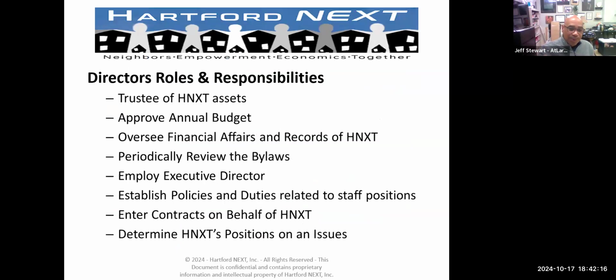And then our roles and responsibilities right there in terms of trustee of all their assets, approve annual budgets, oversee financial affairs, work at Hartford Next, periodic review of bylaws, which we're doing now, appoint executive director EA, which we're doing now, and establish policy duties of staff positions, and enter contracts with Hartford Next to determine Hartford Next positions on issues. Next.